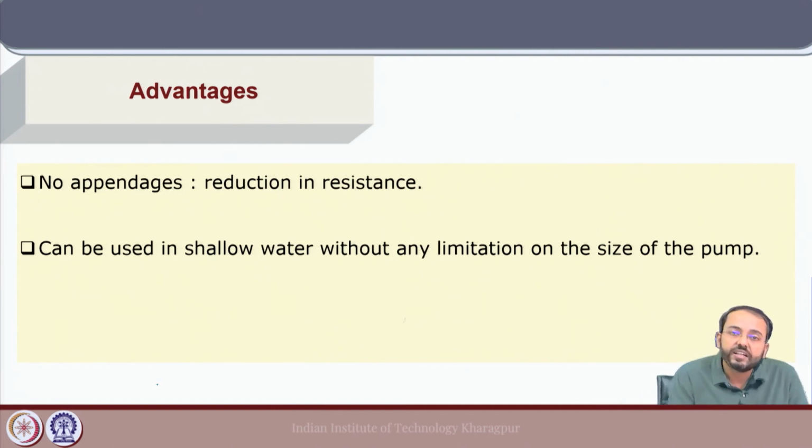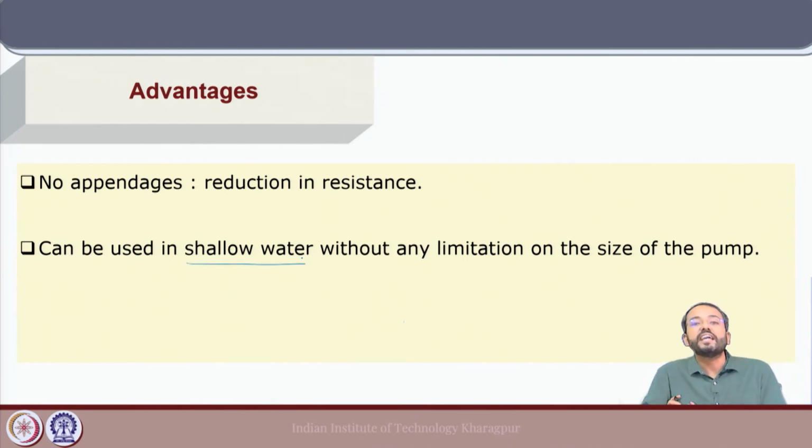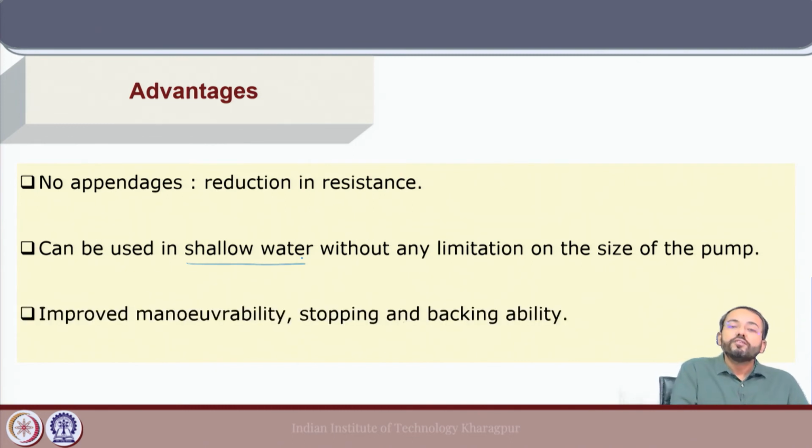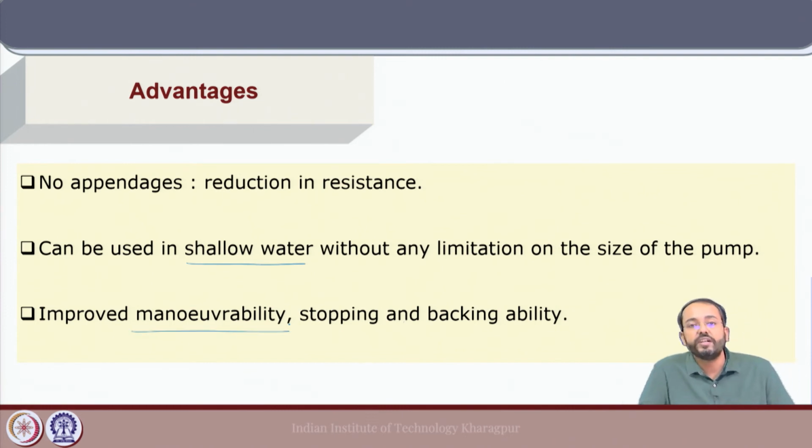Next, water jets can be used in shallow water without any limitation to the size of the pump. In shallow water conditions, conventional propellers suffer from submergence problems and the thrust and torque characteristics are not proper. But in water jet propulsion system, shallow water operation is not a problem. So, water jets can be used for ships which are typically operating in inland and coastal waters, especially at high speeds where shallow water can be encountered. Improved maneuverability, this point we have already covered.